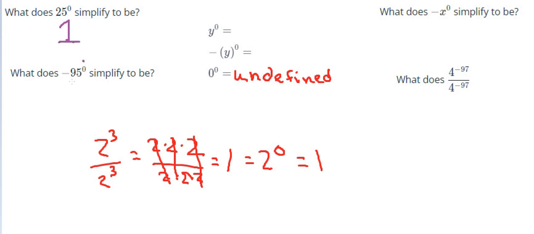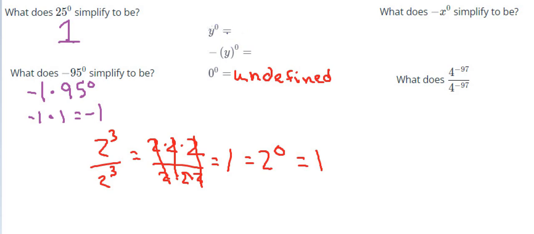But there is an important distinction down here. This is negative 95 to the 0 power. This really says, if you use the order of operations, negative 1 times 95 to the 0 power. 95 to the 0 power is 1. So negative 1 times 1 is going to equal negative 1 as our answer.